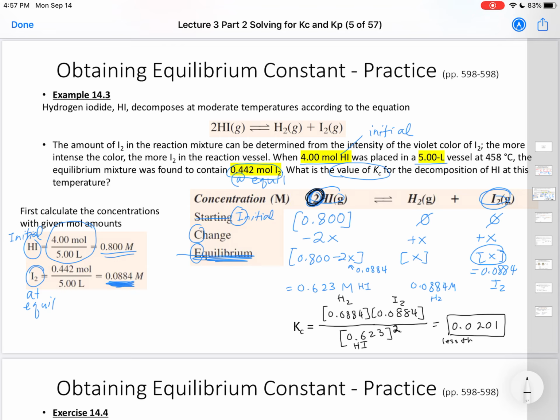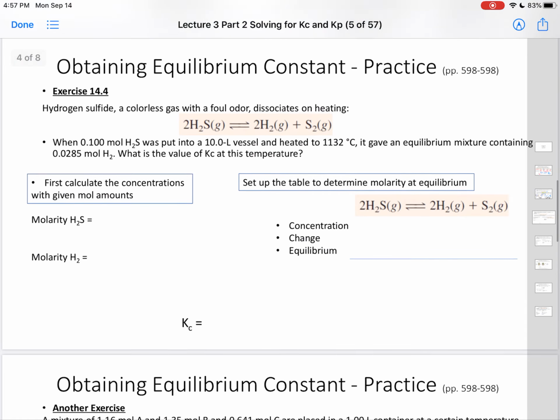This is a number that is less than 1. Because it is less than 1 at equilibrium, it is mostly reactants.